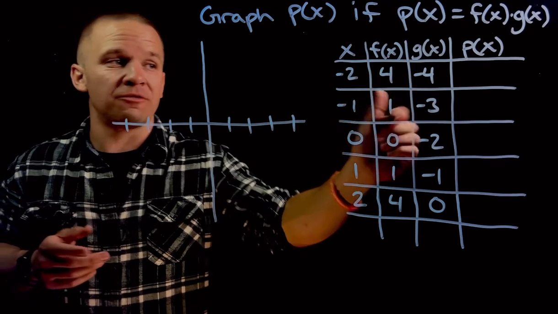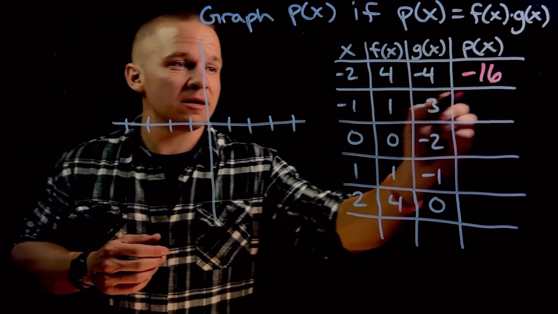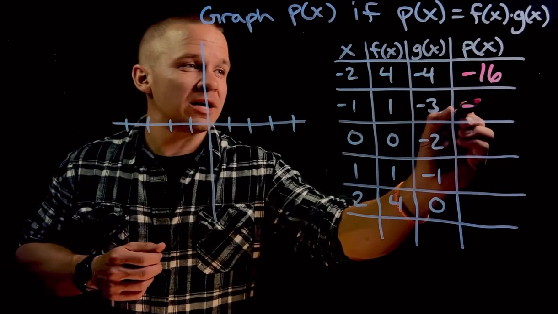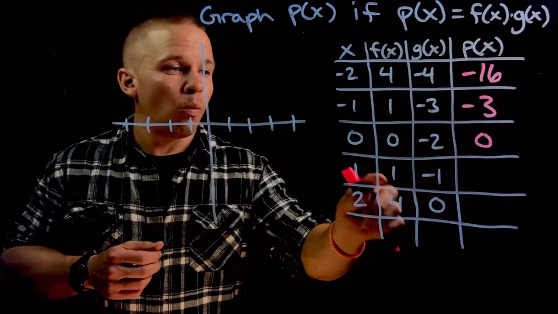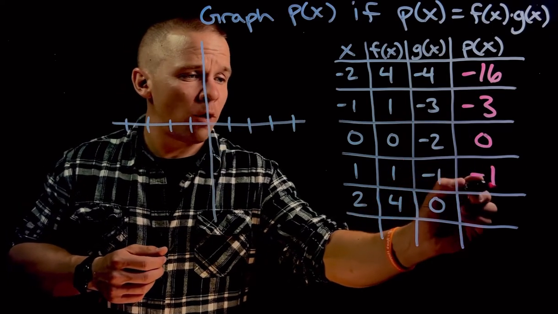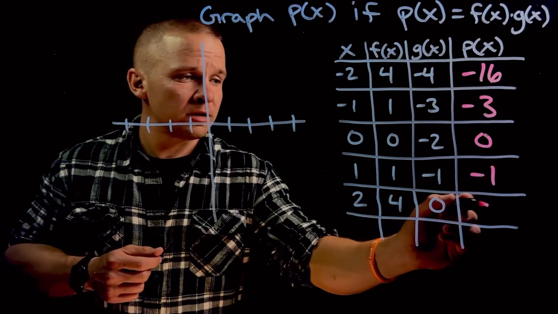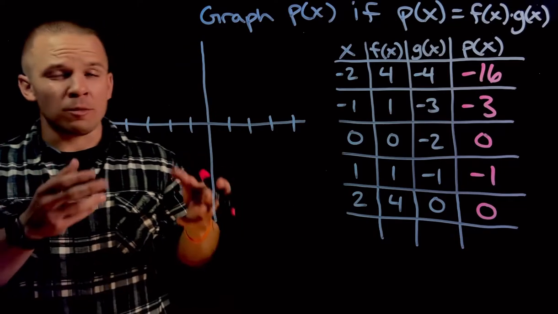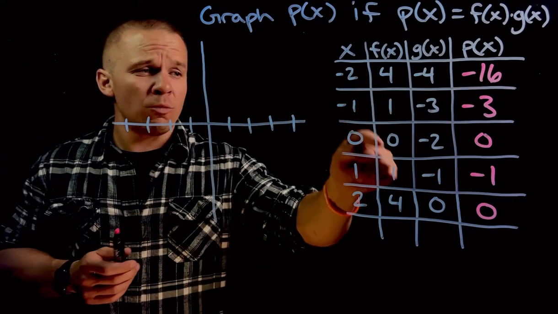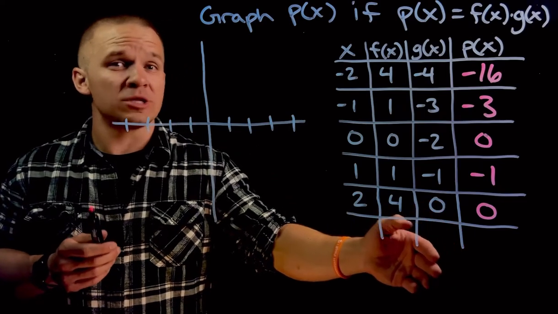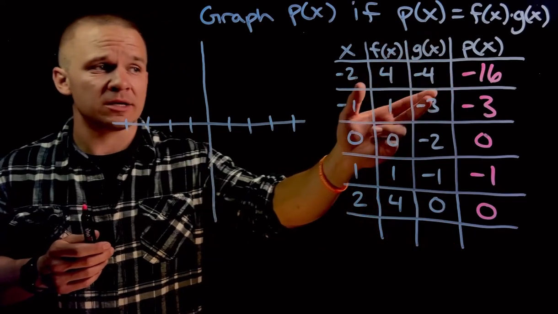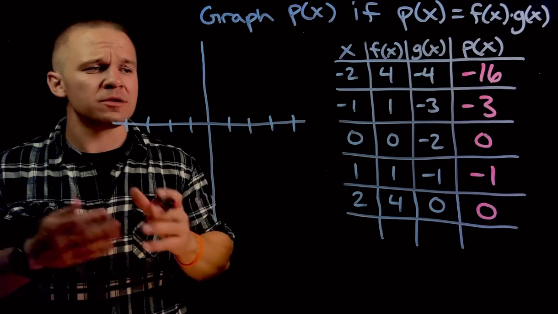So 4 and -4 gives me -16. 1 and -3 gives me -3. 0 and -2 gives me 0. 1 and -1 gives me -1. 4 and 0 gives me 0. So one thing we notice is that when any one of the function values is 0, my resulting p of x, which is the product of f of x and g of x, is also 0. So it shares those same zeros.